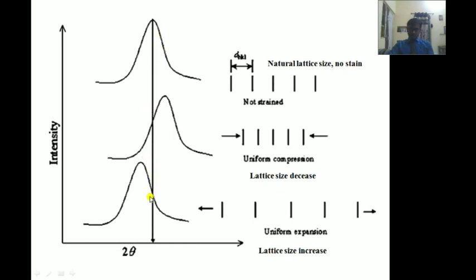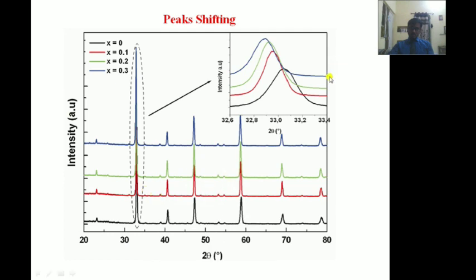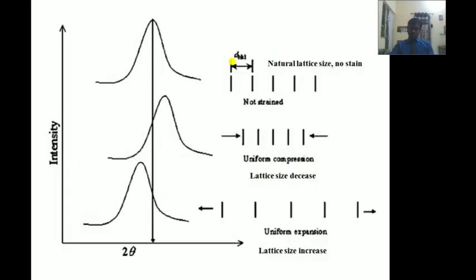So this is due to the strain. In this figure, the peaks are shifted towards the left side, meaning lower theta value. That means there is a larger d value, meaning there is a strain applied not in the form of compression but in the form of expansion. Okay.